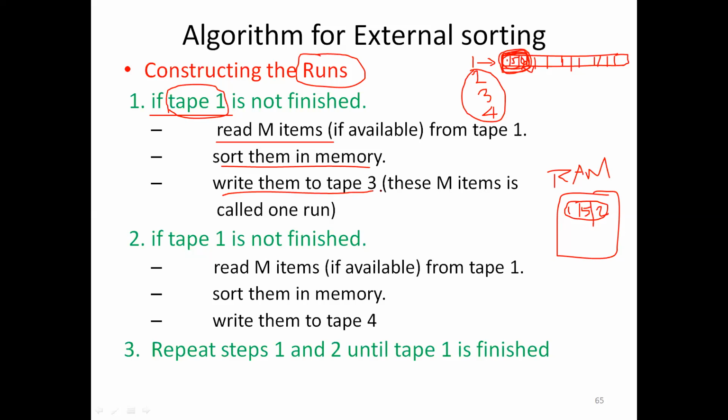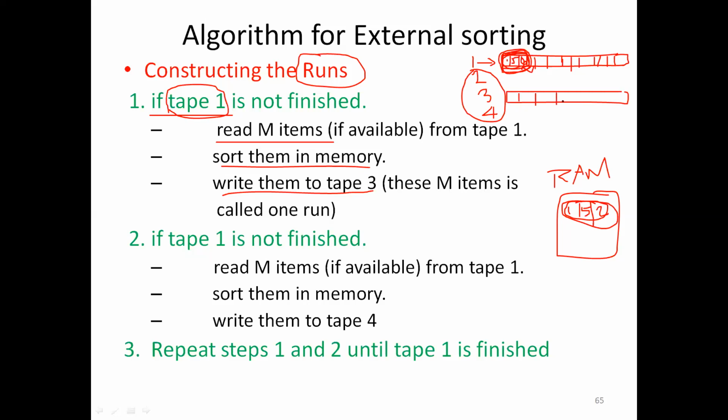Okay, write them into the tape 3. These 3 m items, I think these 3 m items are called what? Run. I told the m items, set of m items is run. Again I will place it in the tape 3. So tape 3, we told now, it is empty, right? It is free. This tape 1, tape 3 all are external hard disk, keep it in mind.